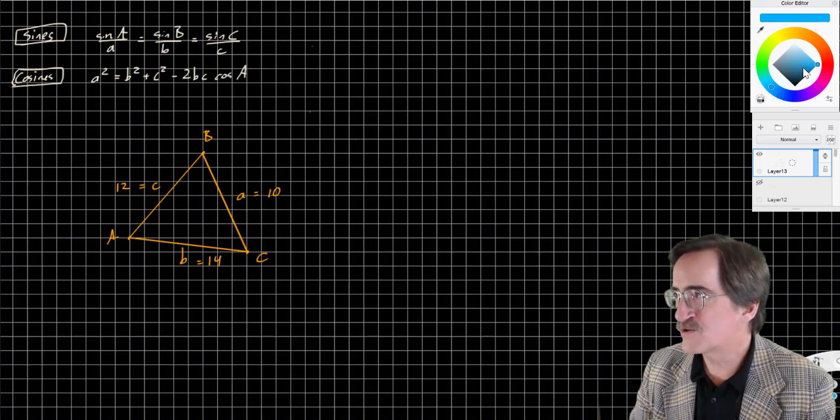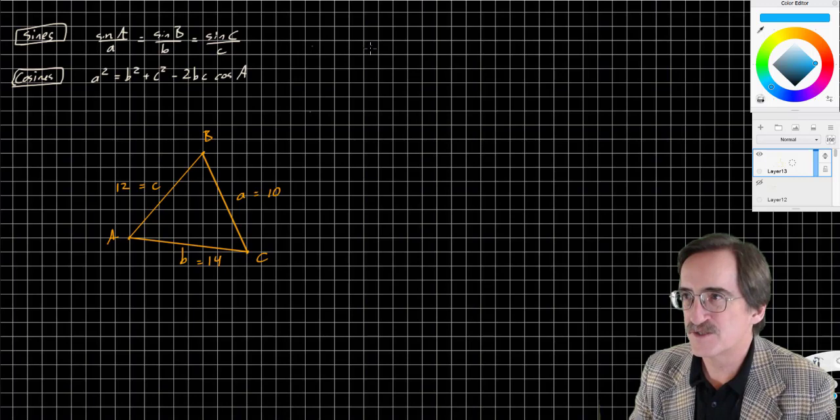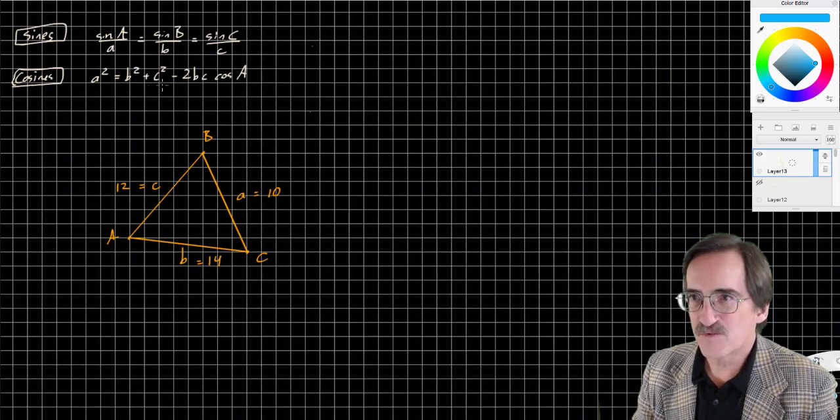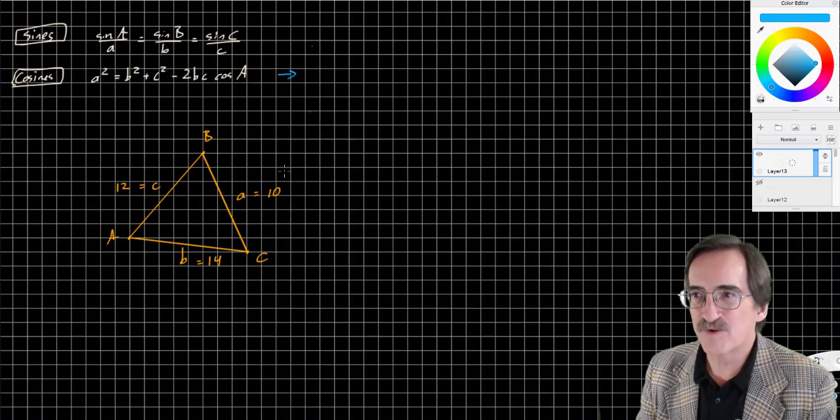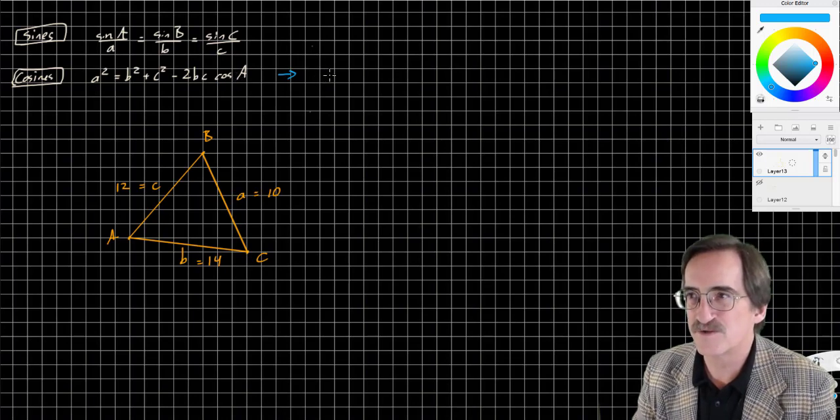Now I want to rearrange the law of cosines here. Notice we have a squared equals b squared plus c squared minus 2bc cosine A. I want to rearrange this and solve for cosine A. And I'm going to use that to solve this problem without having to solve it each time. Because a lot of textbooks will have you insert, substitute, and then solve for cosine A. I prefer to solve for cosine A first.